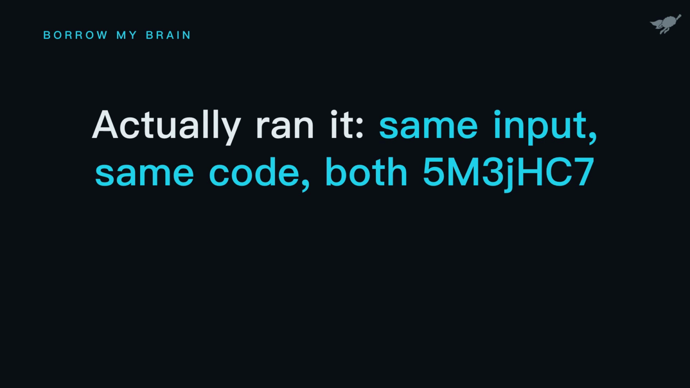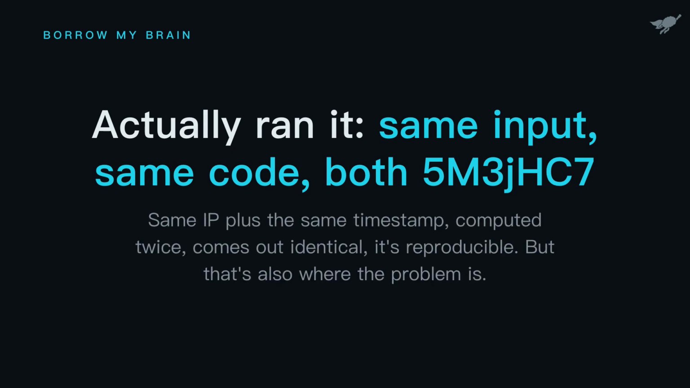I actually ran this. Same IP plus the same timestamp, computed twice, gives the exact same shortcode. Both times it's this, 5M3JHC7, which means it's reproducible. But that's also where the problem is.